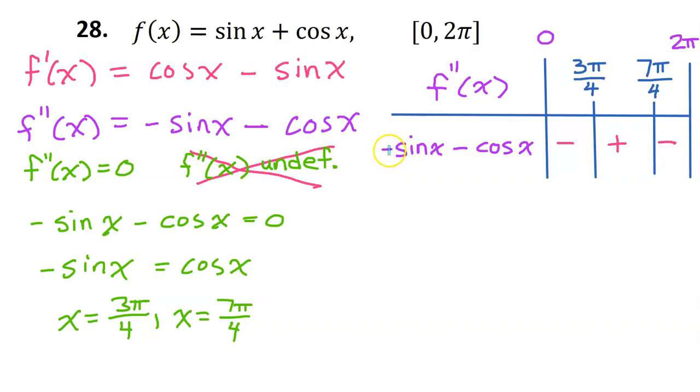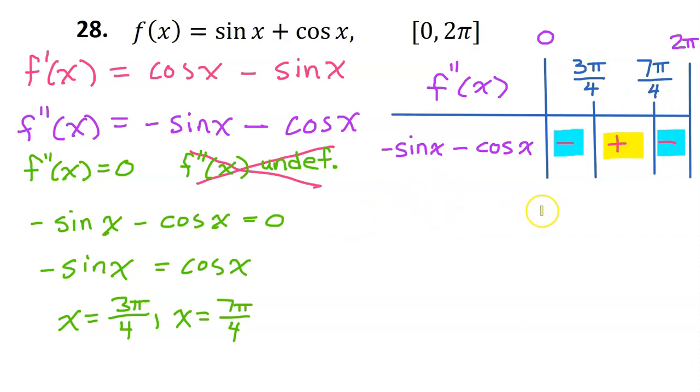This expression is f double prime. We know that when f double prime is negative, the original function is concave down. And when f double prime is positive, the original function is concave up. So therefore, the original function should be concave down from 0 to 3 pi over 4 and from 7 pi over 4 to 2 pi. And it should be concave up between 3 pi over 4 and 7 pi over 4.